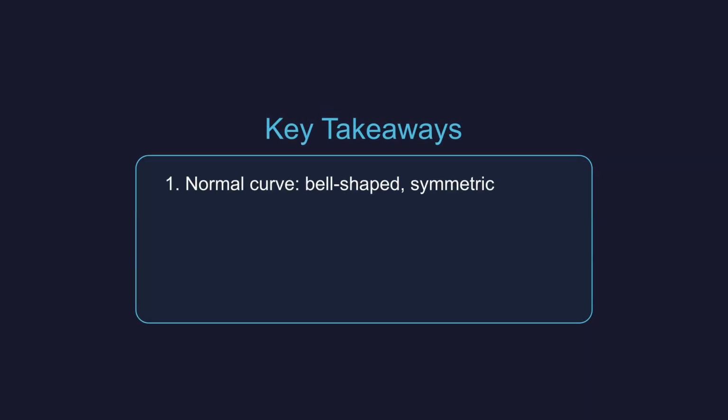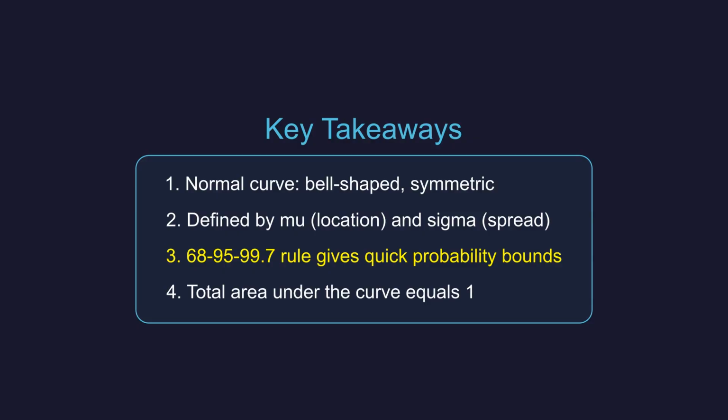Let's recap. The normal distribution is bell-shaped and symmetric. It is fully described by two parameters, the mean mu for location and sigma for spread. The 68-95-99.7 rule lets us quickly estimate probabilities, and the total area under any normal curve is always 1.